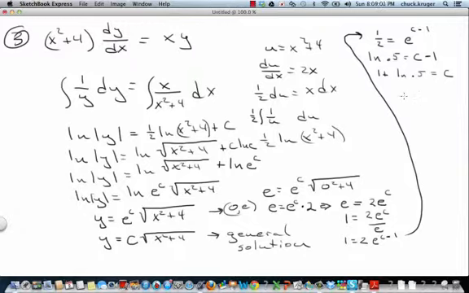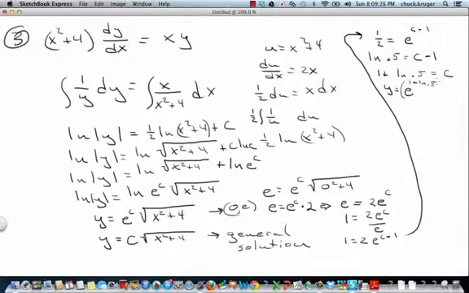So that means that my equation is going to be y equals e to the 1 plus the ln of 0.5.